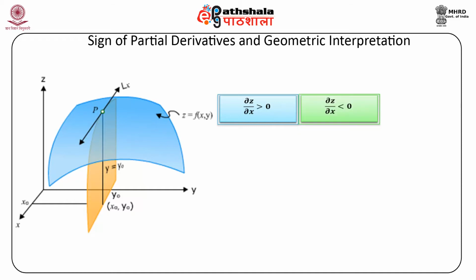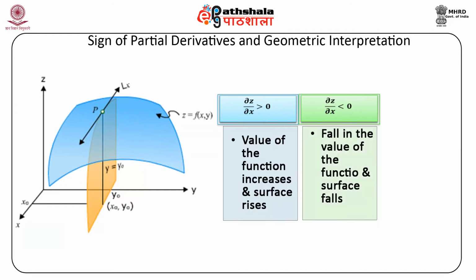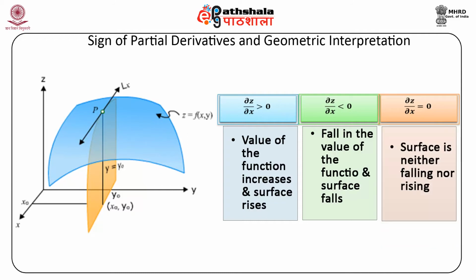If at x = x₀, with y = y₀ kept constant, ∂z/∂x is greater than 0, this implies that the value of the function increases and the surface rises in the direction parallel to the x-axis as x increases, while y is kept constant. A negative sign of the partial implies a fall in the value of the function and the associated surface in the same direction. If ∂z/∂x is equal to 0, it implies that the surface is neither falling nor rising at x = x₀.